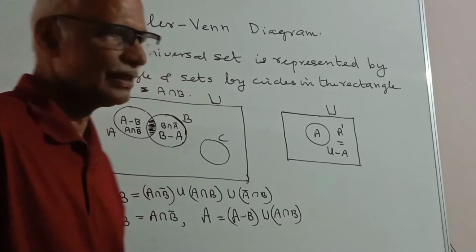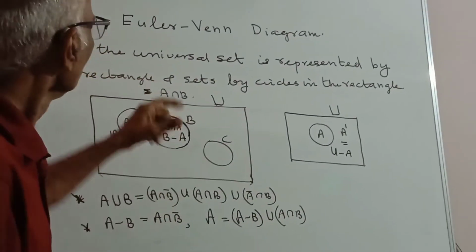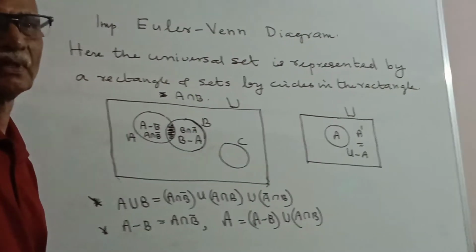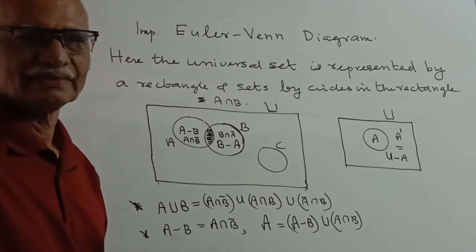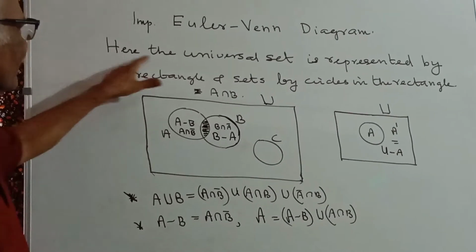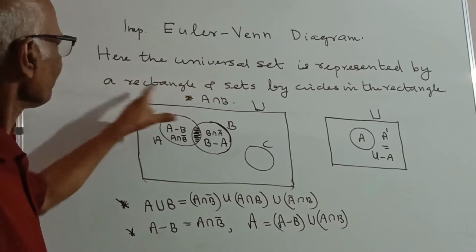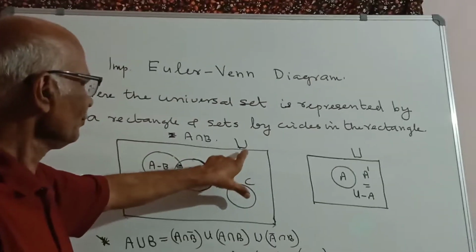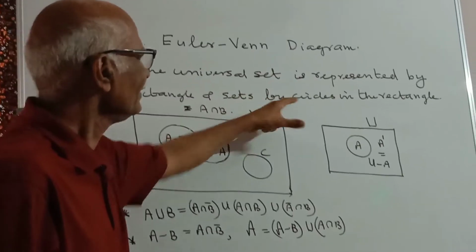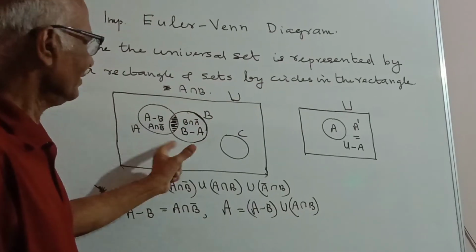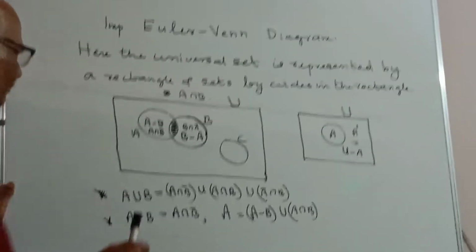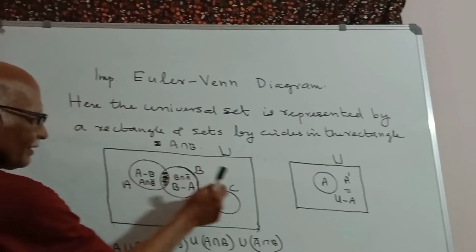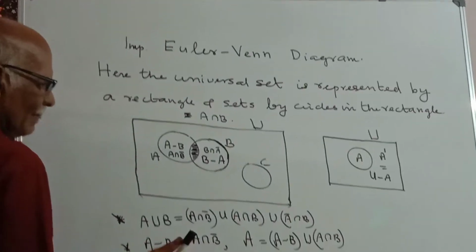Now we consider an important idea: the Euler-Venn diagram. It is a method of representing sets. Here, the universal set is represented by a rectangle. You can see a rectangle. That represents the universal set. And sets are represented by circles in the rectangle. In the figure you see, set A is represented, set B is there, set C is there.